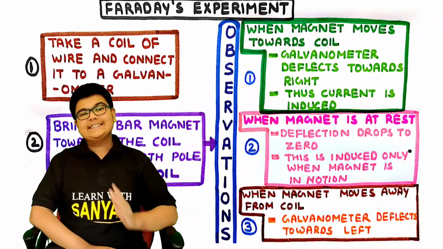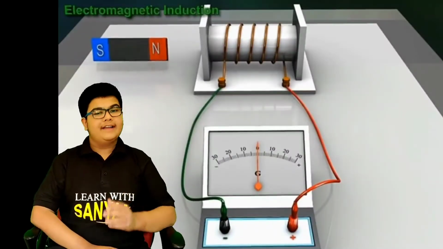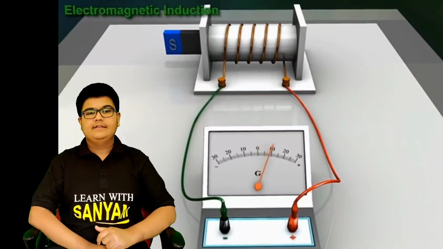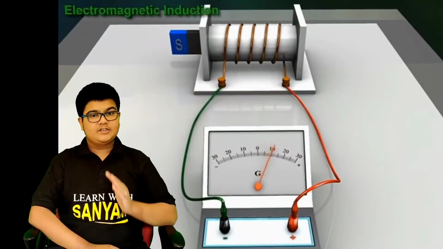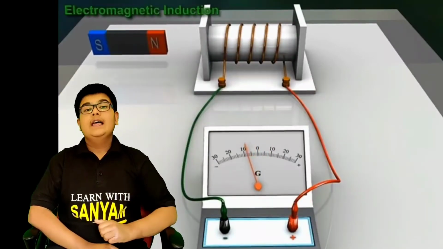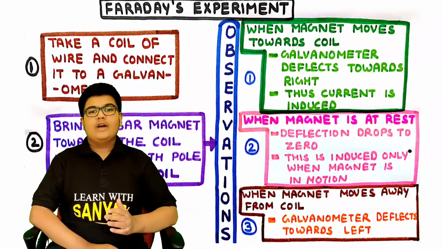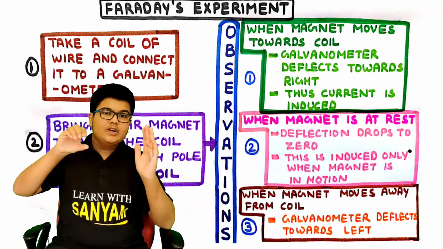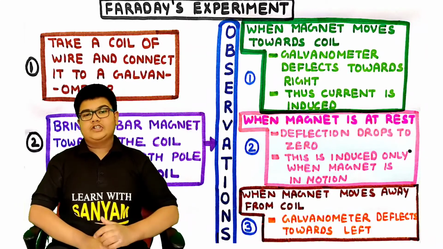So now let's come back to Faraday's experiment. So we had taken a coil of wire and connected it to a galvanometer. Now bring a bar magnet towards the coil with its north pole facing the coil. So the north pole of the magnet should face the coil and we will steadily bring it towards the coil. Now let's see a few observations.